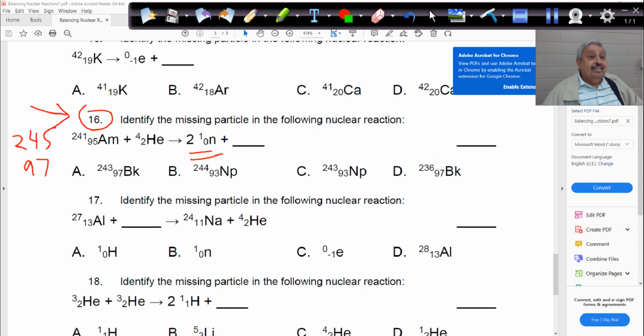Atomic mass, 2 already, correct? So what will be at the top? I have 2 already here. So it will be 243, correct? Why 3? Because I have here the neutron is 1, already 2 here. 2 multiplied by 1 is 2. So 2 plus 243 will be 245. How about the bottom, the atomic number? The sum is what? 97.